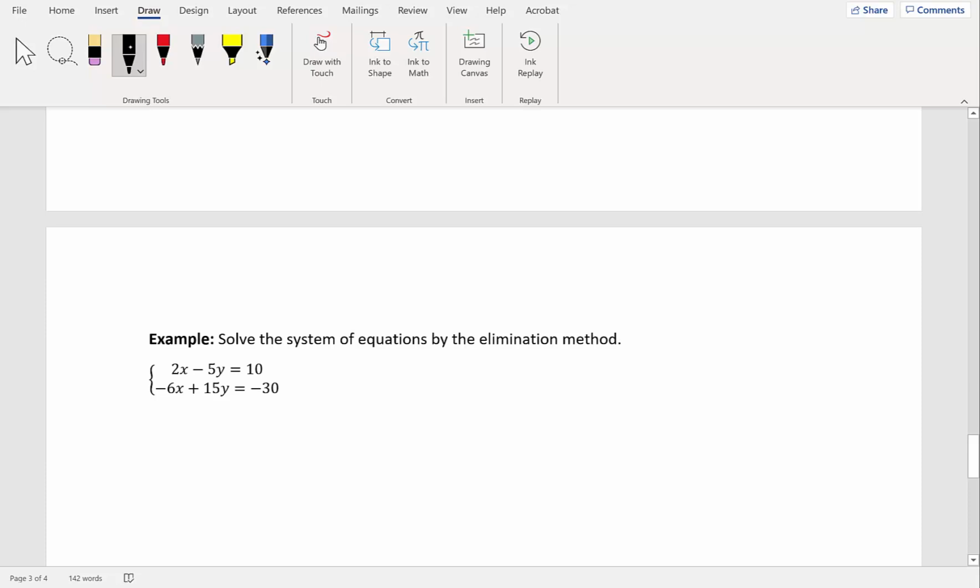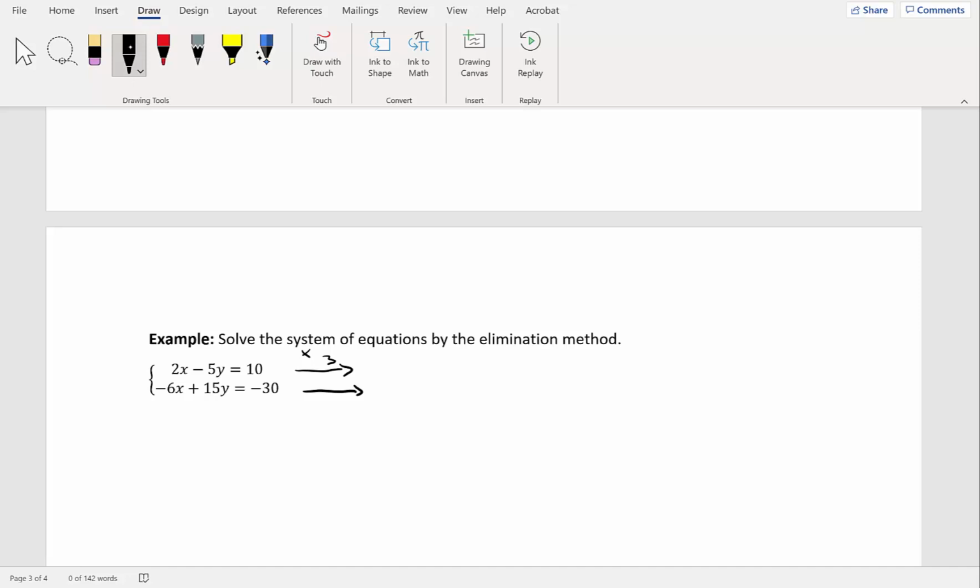So let's choose a variable to get rid of. We have 2x minus 5y equals 10, and then negative 6x plus 15y is equal to negative 30. Let's go ahead and get rid of our x's in this case. If you take a look at 2 and 6, the smallest number that both of them go into is 6. Now since my bottom equation already has negative 6x, let's try to make the top equation have positive 6x. So we have to multiply the top equation by 3 in order to get positive 6x.